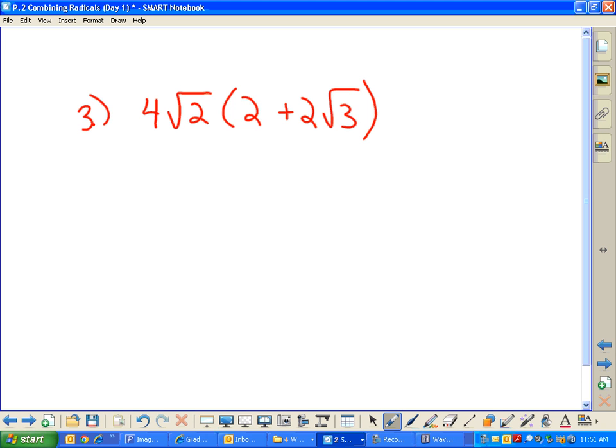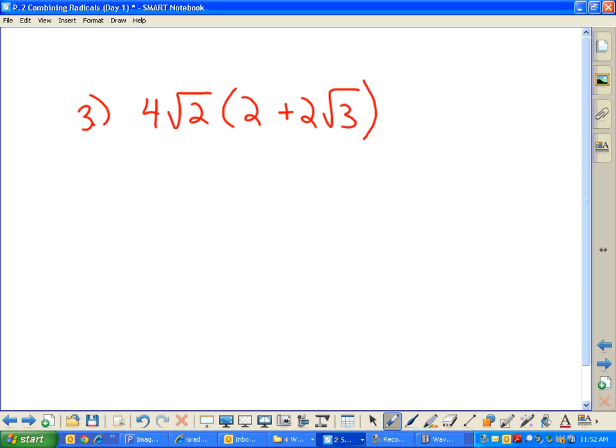You can do your homework out of order. If you want to start with number 3, that's fine. But if you take a look, you have 4 square roots of 2 times the quantity of 2 plus 2 square roots of 3. So we have to simplify this. There's a little bit of a step that comes before simplifying our radicals. And that step in this case is the distributive property.